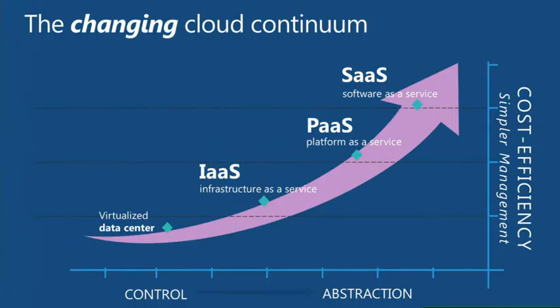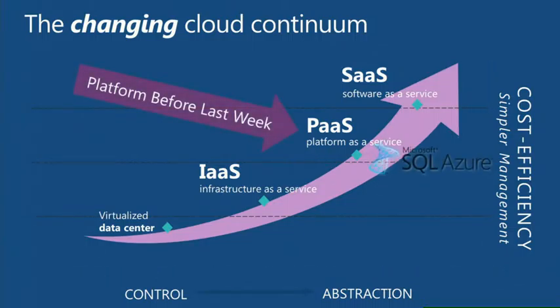And with that axis comes cost efficiency, right? As you move to software as a service and platform as a service, it becomes a lot more cost effective. It's a lot cheaper to run, but you have a lot less control. And this is that tough trade-off that you get between platform as a service versus infrastructure as a service.